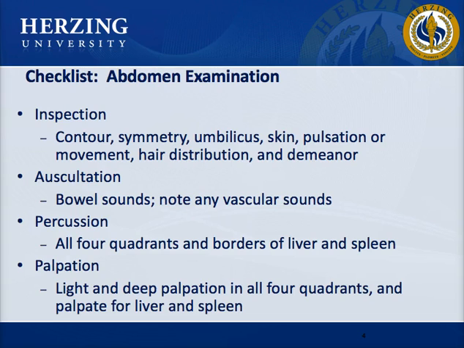Checklists for the abdominal exam include inspection. You would inspect the contour, symmetry, umbilicus, skin, pulsation or movement, hair distribution, and demeanor. As far as auscultation, you would listen for bowel sounds and note any vascular sounds. For percussion, you would percuss all four quadrants and the borders of the liver and spleen. For palpation, you would do light and deep palpation in all four quadrants and palpate for the liver and spleen.